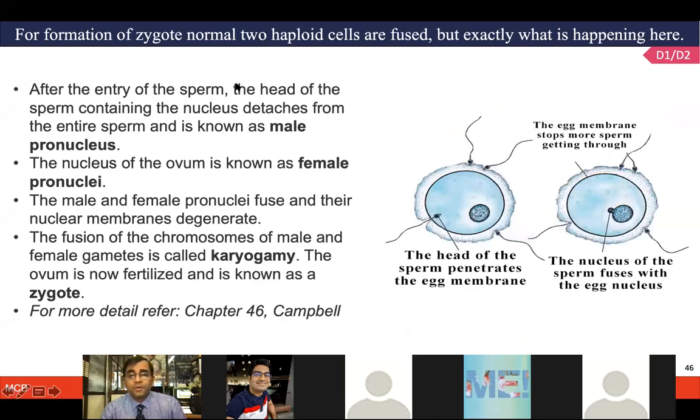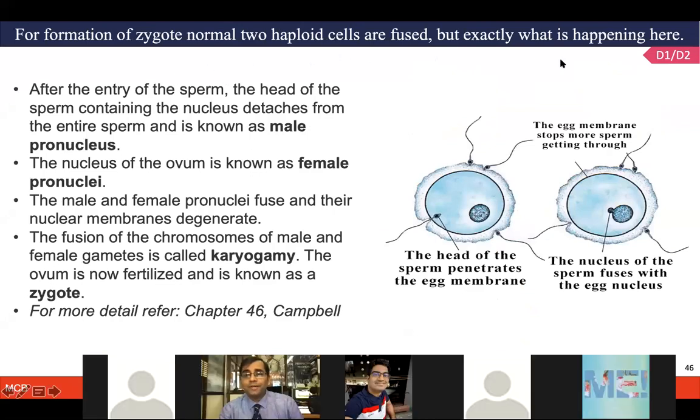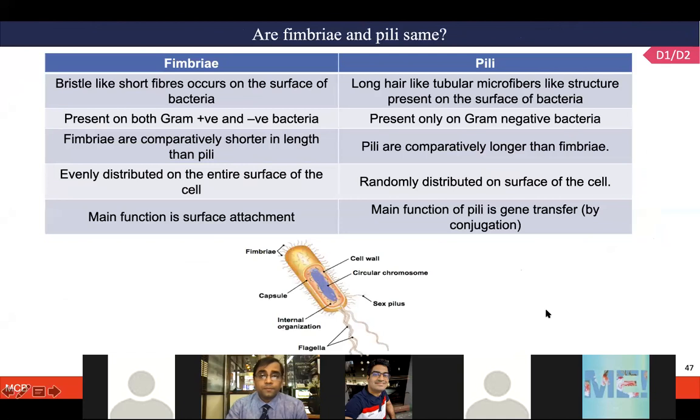For formation of the zygote, normally two haploid cells are fused, but what exactly is happening here? I think when different sperms reach here, the pronuclei of the sperm get dissolved outside and now reach the egg nucleus, as shown here, and they get fused together, right? So this is how karyogamy happens and the zygote is formed.